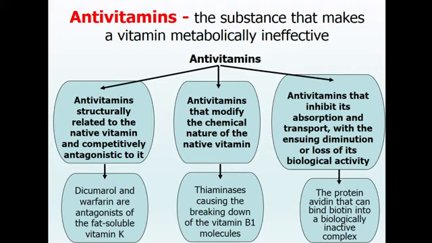Classification of these compounds depends on the mechanism of their action, and usually we divide them into three classes. The first class is antivitamins which are structurally similar to vitamins. These antivitamins act as competitive inhibitors, competitive antagonists. When they interact with apoenzymes, they form an inactive enzyme complex, reducing the vitamin's effects. For example, you see warfarin and dicumarol, they are antagonists of the fat-soluble vitamin K, and they form an inactive complex with vitamin K reductase.